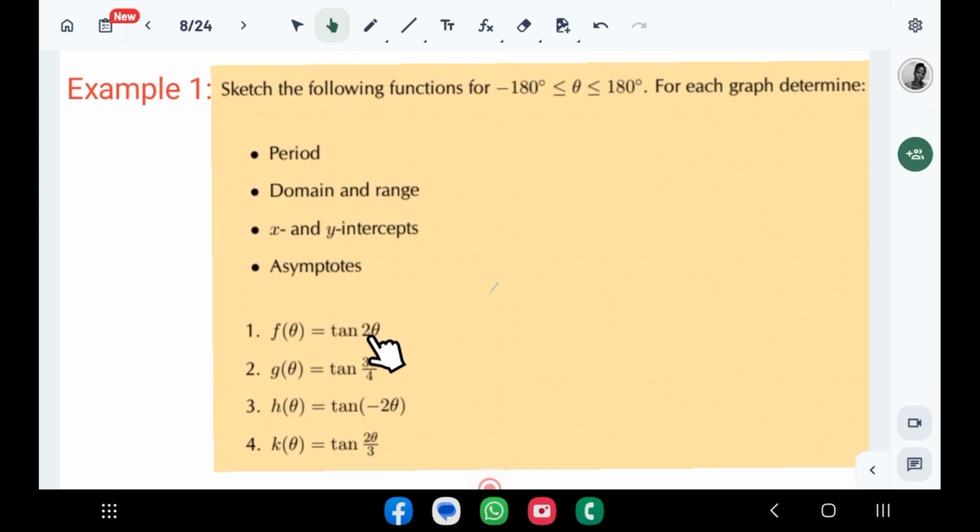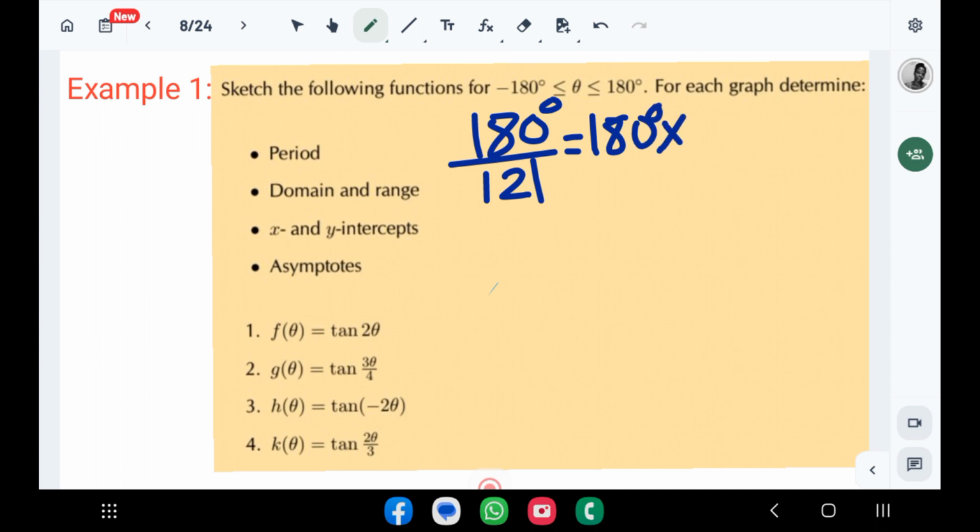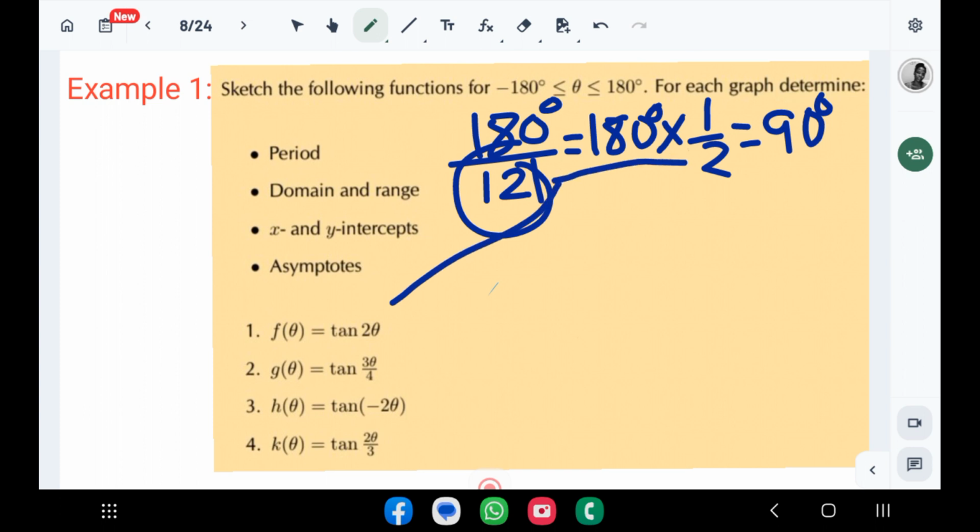So your k for the first one is 2. We know that the period here is 180 degrees divided by the absolute value of k, which is 2 in this case. So that becomes 180 times, you flip this upside down at the bottom, so that's 1 over 2, sorry, not 2 over 1, 1 over 2, and that is equal to 90 degrees. That is for this one. That's the period for that one.